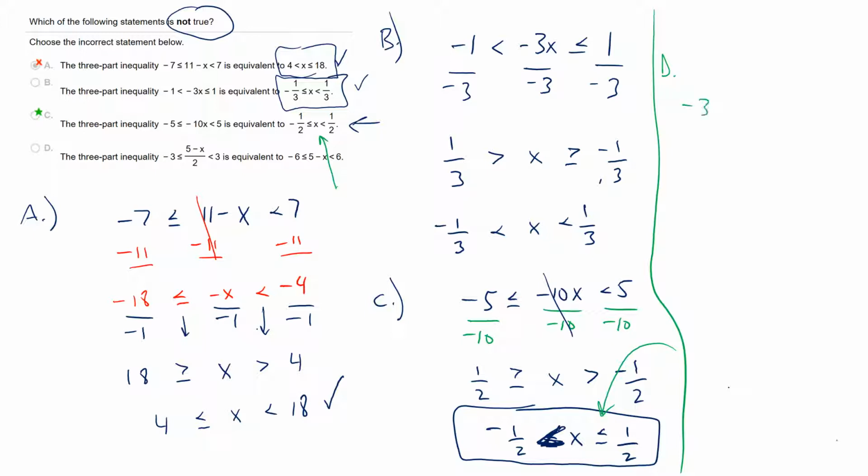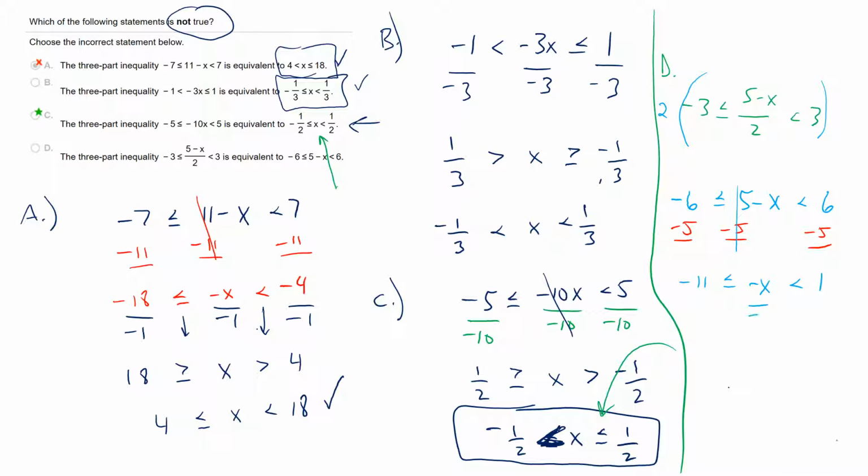And so that's -3 less than or equal to 5 minus x over 2 less than 3. In order to isolate the x in the middle here, first I would get rid of the fraction by multiplying by 2. 2 times -3 is -6. When we multiply the middle by 2, the 2's just cancel out, leaving us with 5 minus x. And 2 times the right side is 6. Next we would subtract 5 from the middle, the left, and the right. So that gives us -11 less than or equal to -x less than 1.